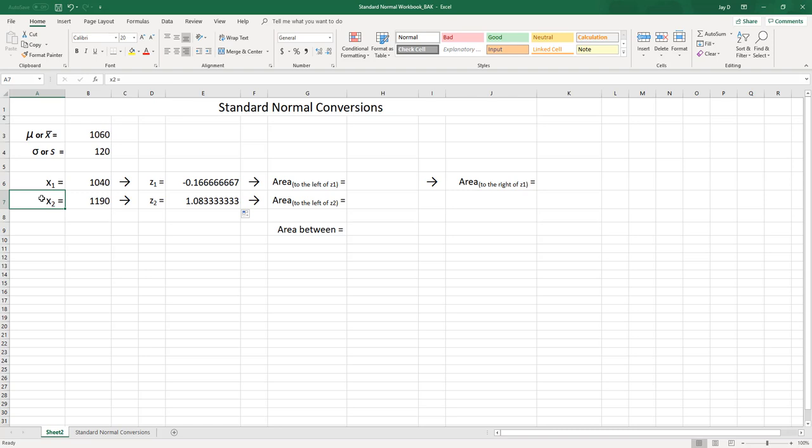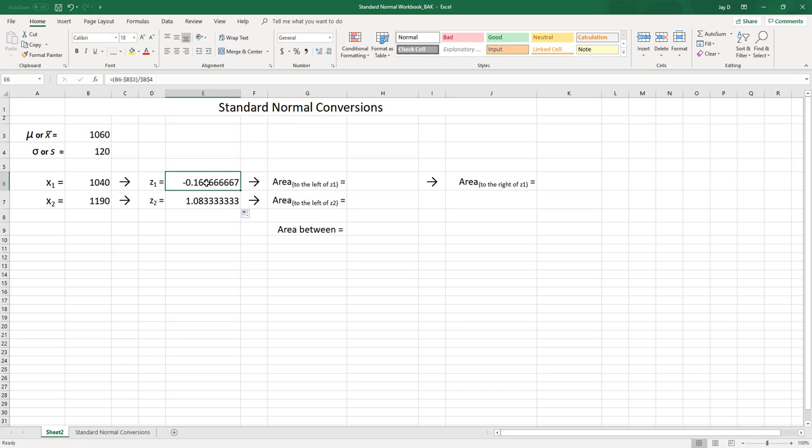The rest of the stuff is stuff that back in the day we would just look up on a table, but you all have this already in a spreadsheet. We're going to come to this part in just a minute. I just want to point out what these values now mean. Remember, we have an x value of 1040, and that corresponds to a z value of negative 0.1666667. Here we have an x value of 1190, and that corresponds to a z value of 1.08333338.